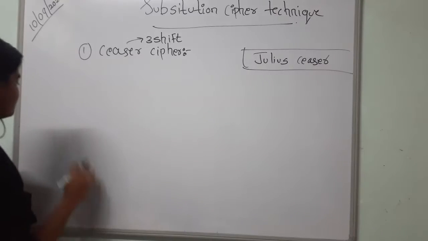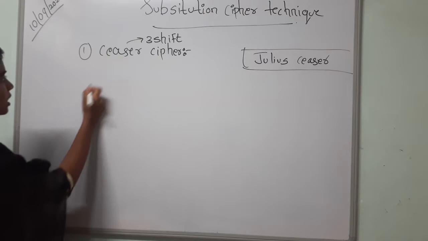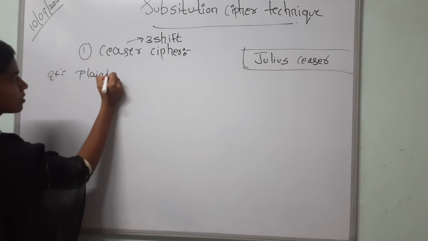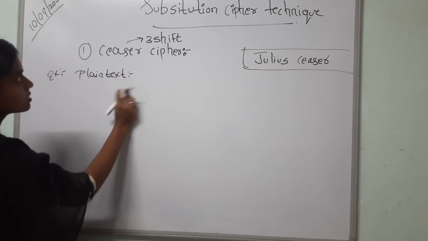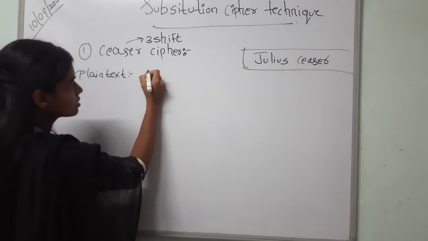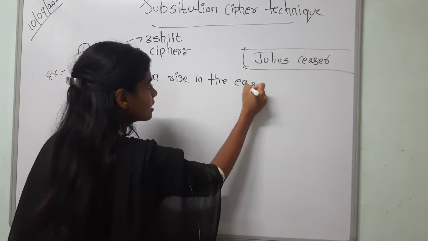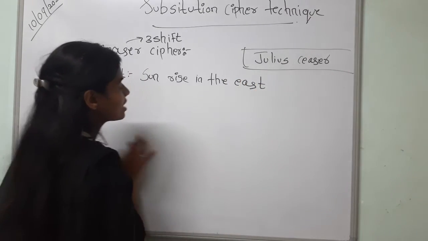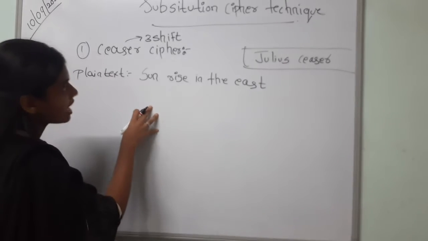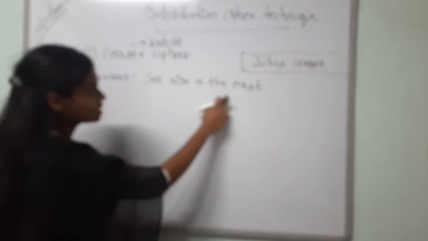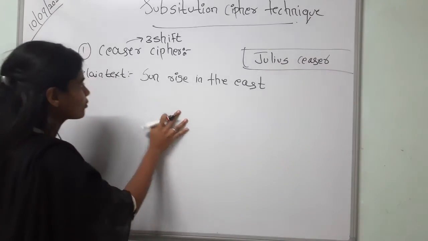I will tell you that. Let's take an example so you can easily understand how it is done. Your plain text is: sunrise in the east. Sunrise in the east. This is the plain text. As I told you, the plain text is the readable part. It is written in the English language, and everyone can read English, so whoever watches the video can also see what is written on the board. This is the plain text, readable for everyone.